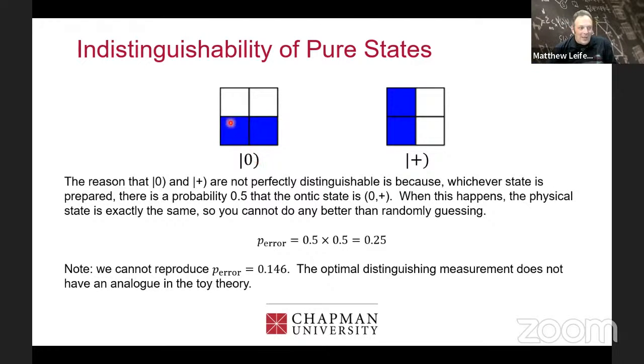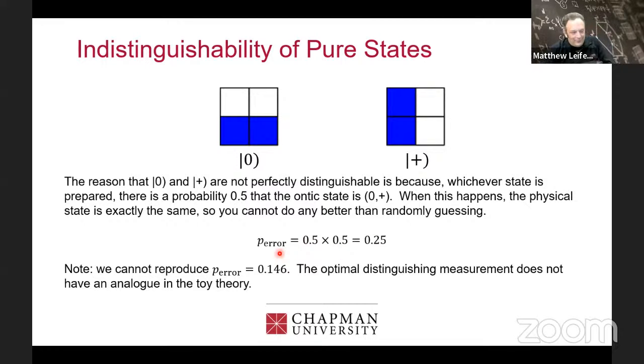So when you're either here or here, you can't do any better than randomly guessing. The probability of making an error is going to be, well, with a probability of half I'll be in this bottom left ontic state, regardless of which epistemic state was prepared, and then I can't do any better than 50-50 guessing. So the probability of error would be at least a quarter.